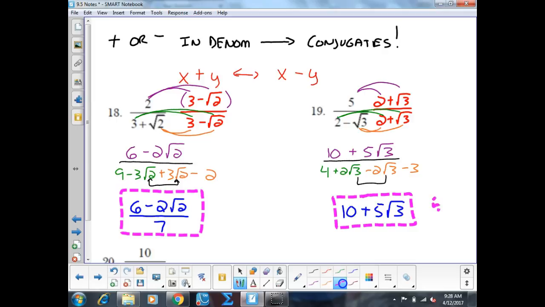We could give our answer as 5 times the quantity 2 plus the square root of 3, like that. That would be the only acceptable answer. These two are the only two acceptables. You can't divide 5 by 5 and then 6 by 5, no, because there's no 5 in the denominator.